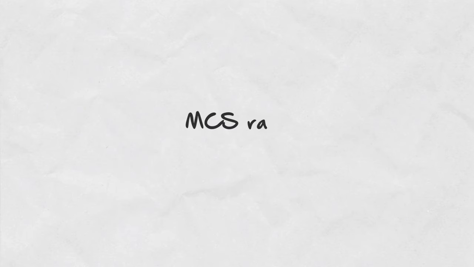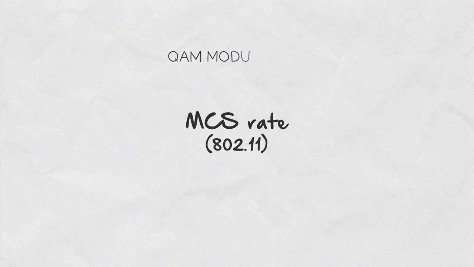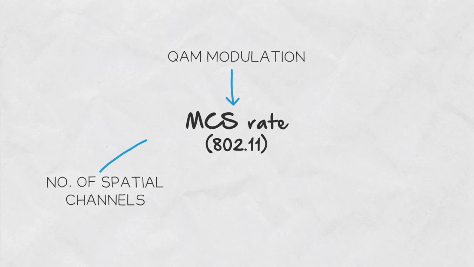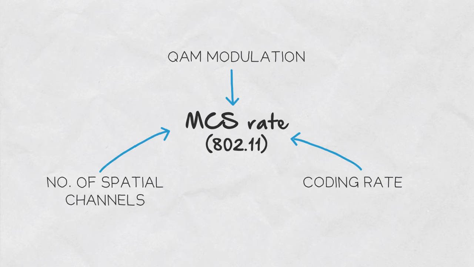For practical use, the MCS rates of the 802.11ac standard combine information about the modulation depth, number of spatial channels, and encoding rate, which says what part of the transferred data is user data.